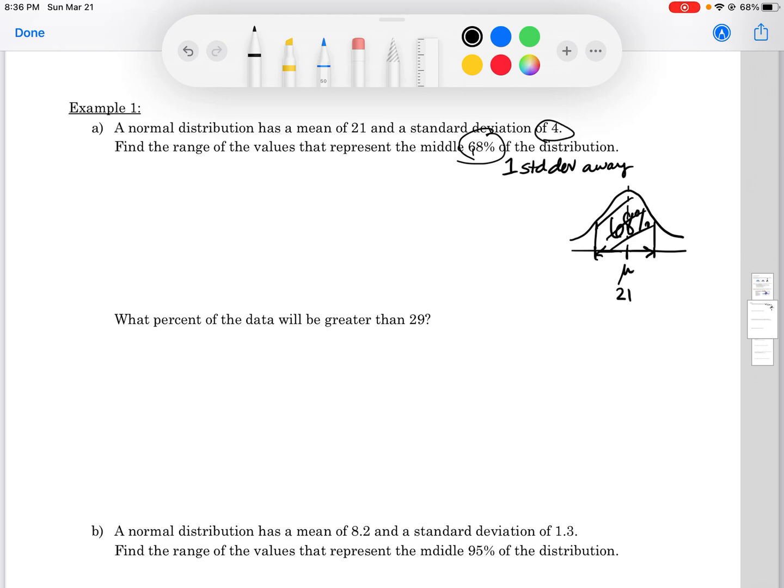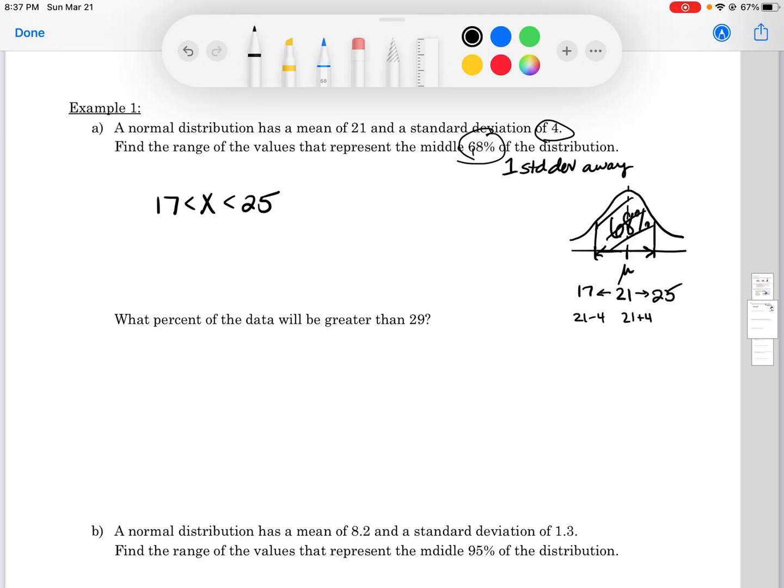So the standard deviation is 4. We're going to go up 4. So that's going to give us 21 plus 4, or 25. And we're going to go down 4. So 21 minus 4, that's going to give us 17. So that means that our range of data is between 17 and 25.